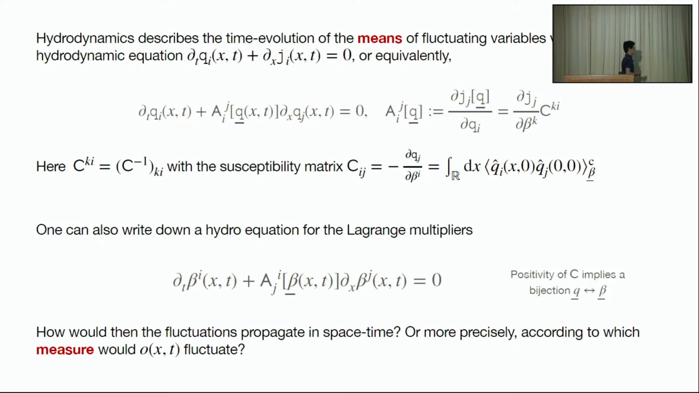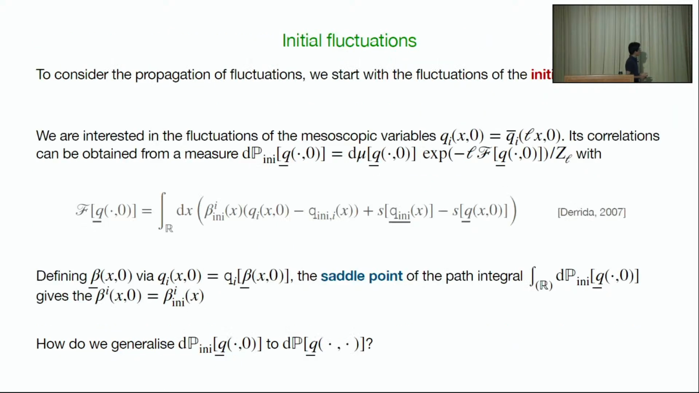Now, we know how to characterize the space-time profiles of local observables, so long as we work with large-scale space-time. But the real question now is how the fluctuations propagate in space-time. Or to be more precise, according to which measure would O of x and t fluctuate? That's a question to answer. But to start with, we should first understand how to characterize the initial fluctuations, the fluctuations coming from the initial condition. The quantities I'm interested in are the mesoscopic variables defined in this way. And thankfully, we know how to characterize the initial fluctuations because people have worked on it before. They fluctuate according to this measure, dP ini, which is given in this way.